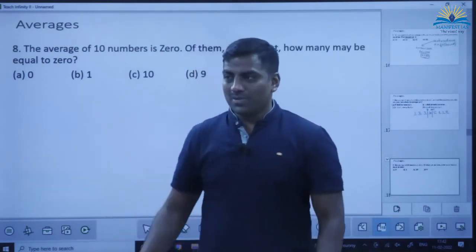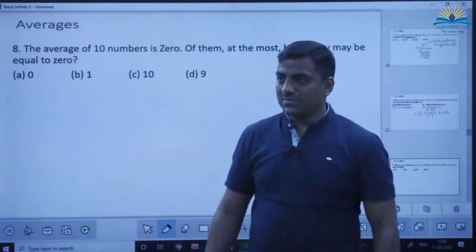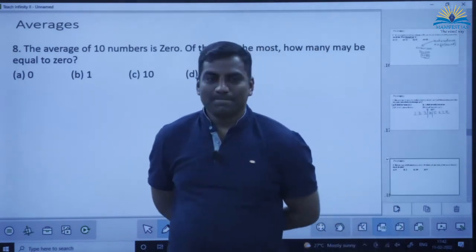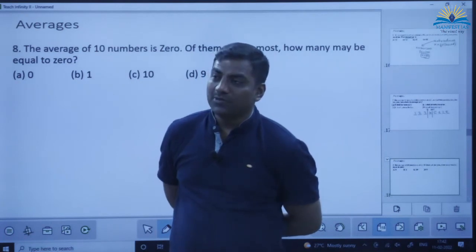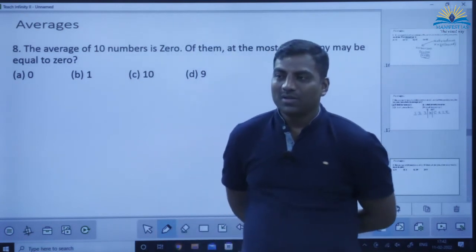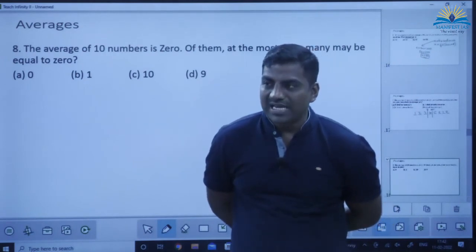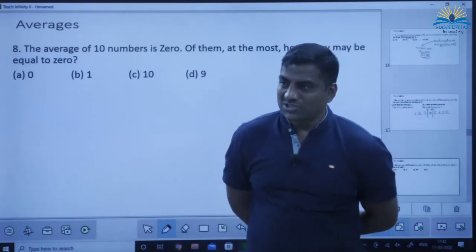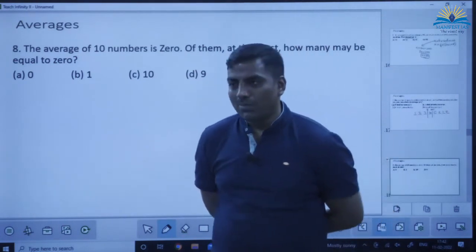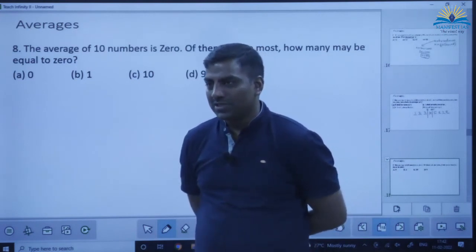What can be the extreme? What can be the highest number of positive numbers? What if you take all 10 numbers as positive? Can we get the average as 0? The average will become positive. Because sum of all 10 positive numbers will be positive, even the average will be positive.